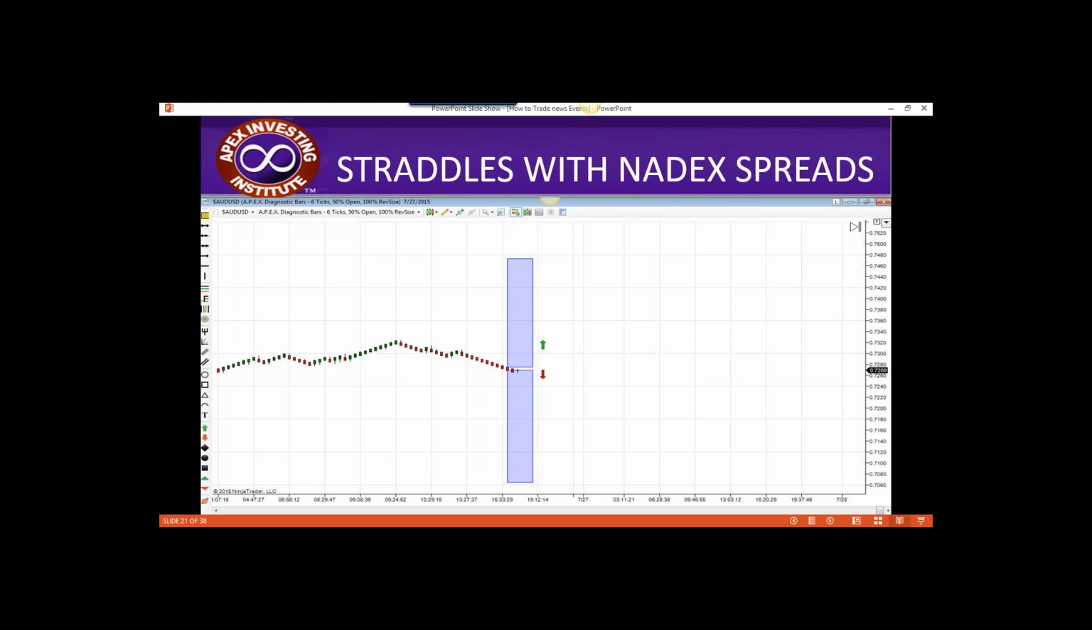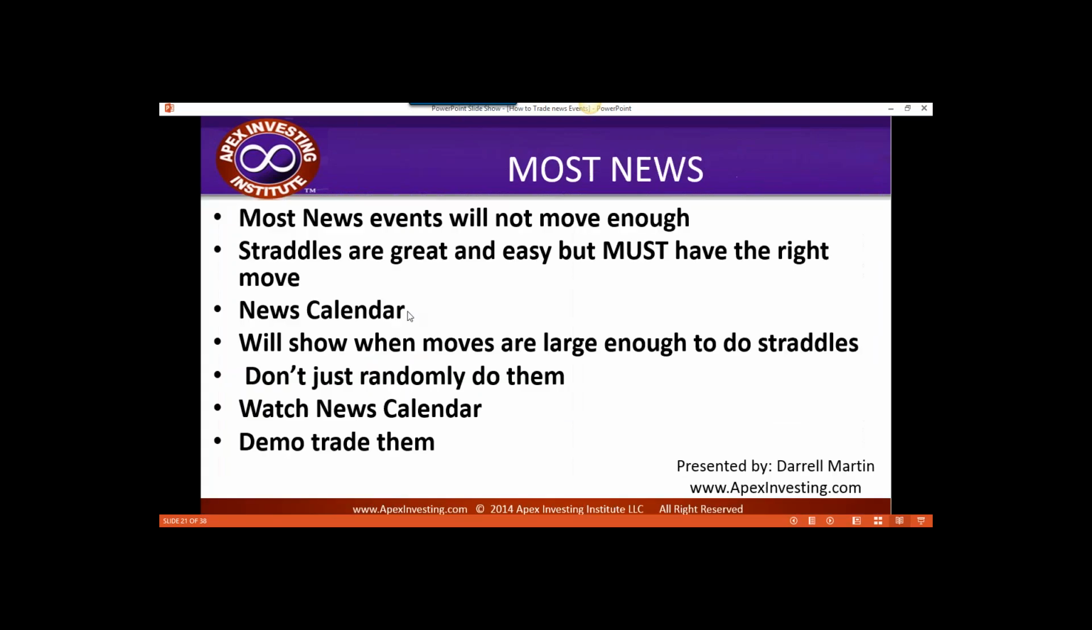I can't really tell you one's better than the other. It's just more, are you a spread trader or a binary trader? Okay. So again, big news event, we know it's going to move. We don't know which way it's going to move. There's two ways that you could take advantage of that right there. There's one way with binaries. Here's a way with spreads. That's what we call straddles.